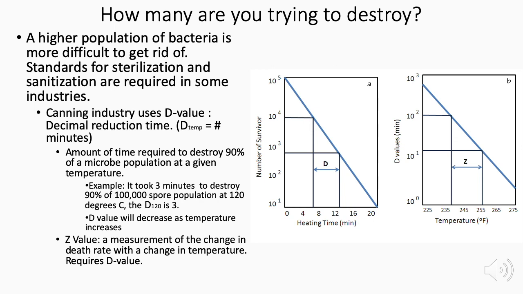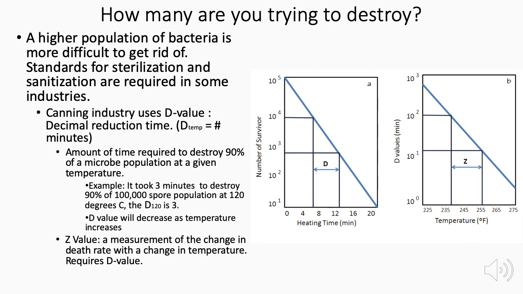So the example we have here on the slide is if it took 3 minutes to destroy 90% of 100,000 spore population at 120 degrees Celsius. This is written as D sub 120 equals 3. As a D value decreases, a temperature oftentimes increases. So as your D value goes down, your temperature goes up.